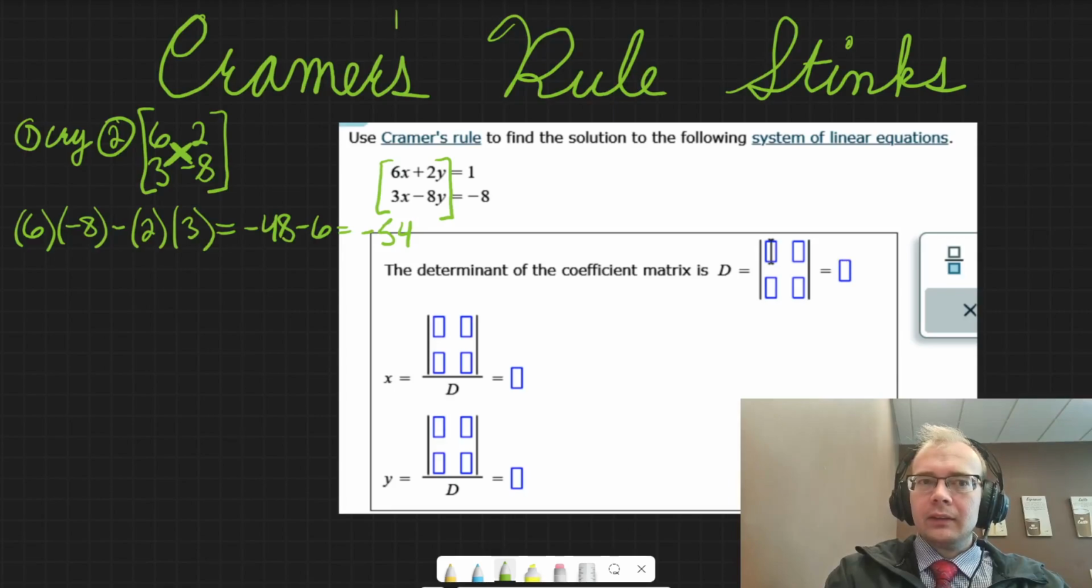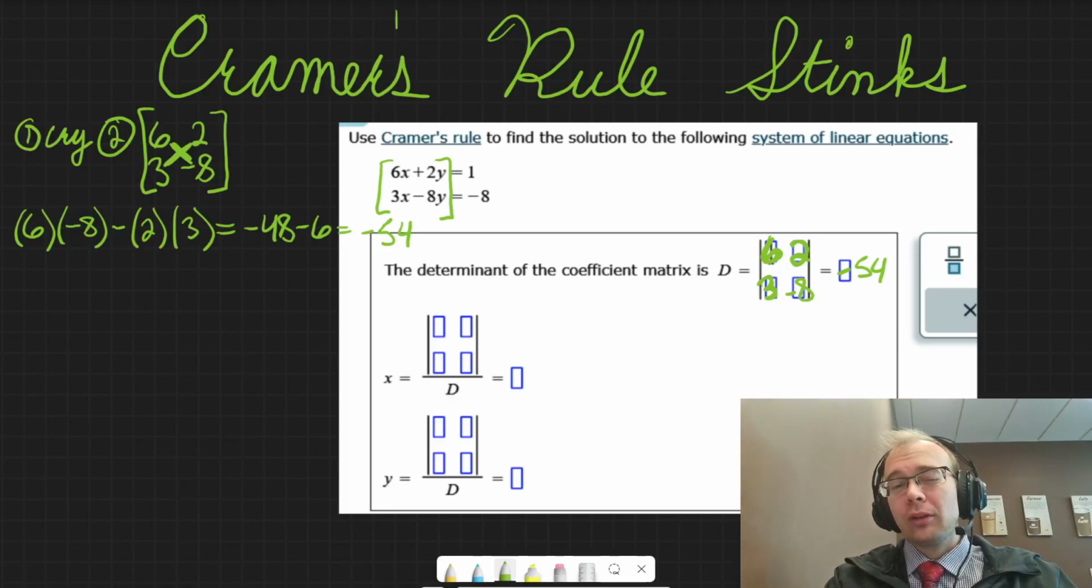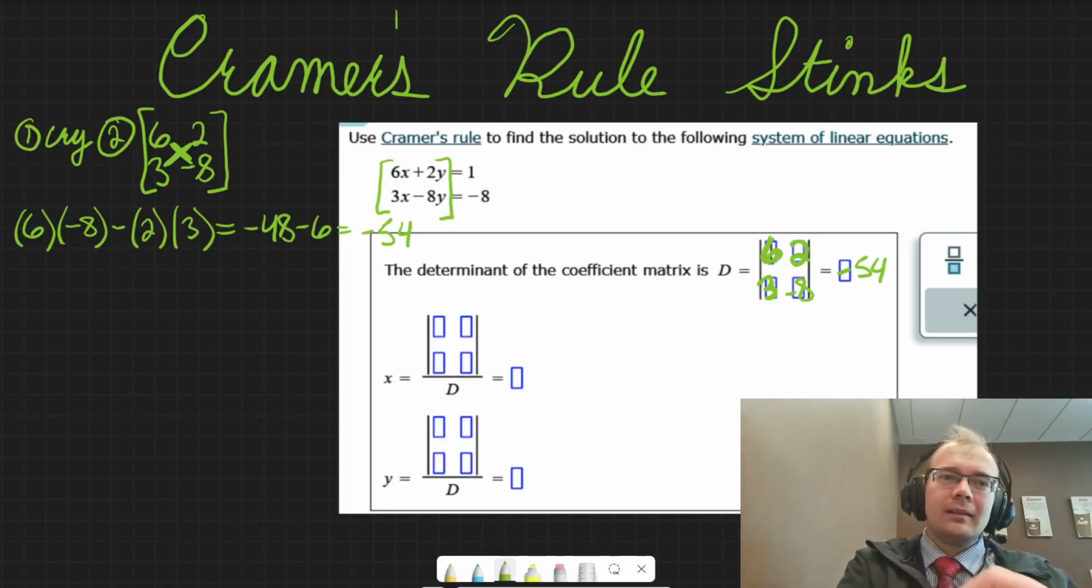And the 6 and the 2 and the 3 and the 8, I can kind of write them in here in these little boxes. But, you know, it's kind of hard to see. But I'll write them anyways, because why not? Negative 8. Negative 54. Okay, cool. So that's the determinant. That's not even halfway done. You're like 1/3 of the way, even less, but probably like a quarter of the way done already. I want to cry.